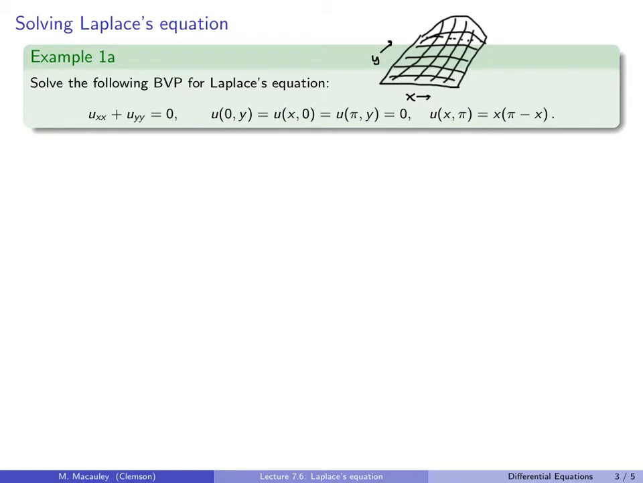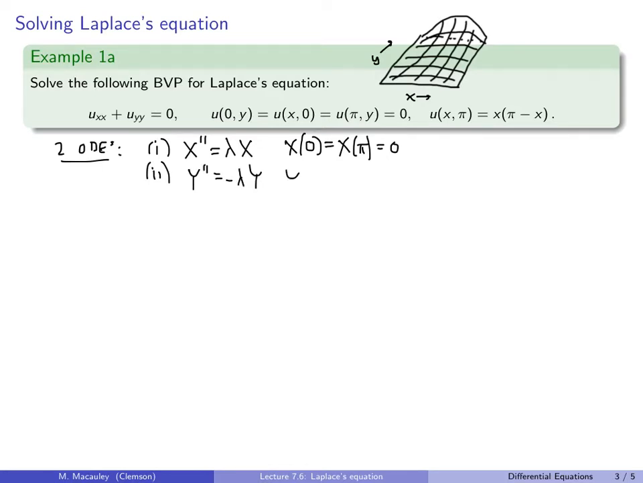Okay, so where we left off is we had two ODEs that we had to solve. One of them is x double prime equals lambda x, subject to these boundary conditions that we've seen before. And then the second one was y double prime equals negative lambda y, and we only had one boundary condition here. So here are our two ODEs, and again, as we said, we know how to solve the first one.